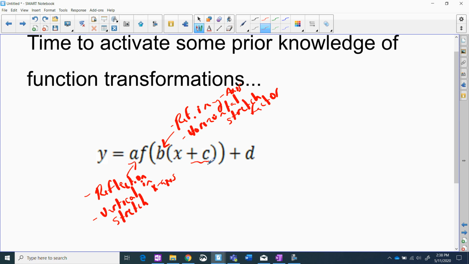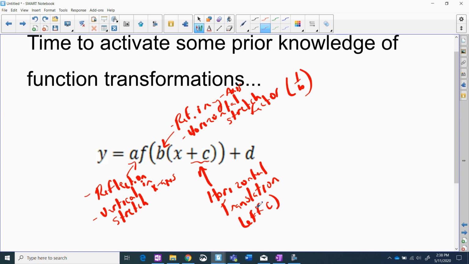This number here was your horizontal translation, so moving the graph left or right. Also remember this one: if it's a plus c, it's actually going to move your graph left c. So your horizontal stretch here would be 1 over b. This one, if it's a plus c, would be left c.